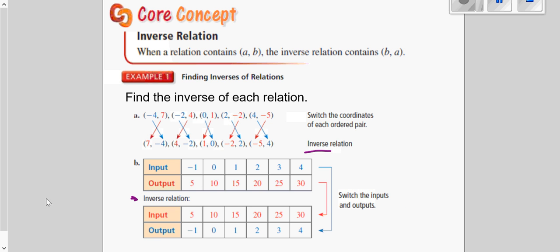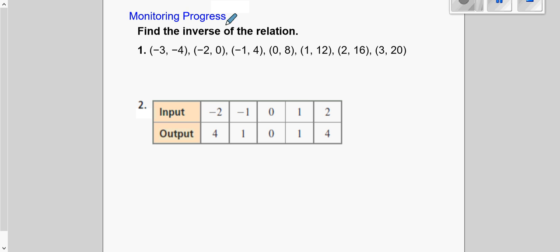Let's give it a try. Find the inverse of the relation. Write it down. (-3, -4). In the inverse, what's that going to become? (-4, 3). And the next one? (0, -2). Keep going. Write down the inverse.